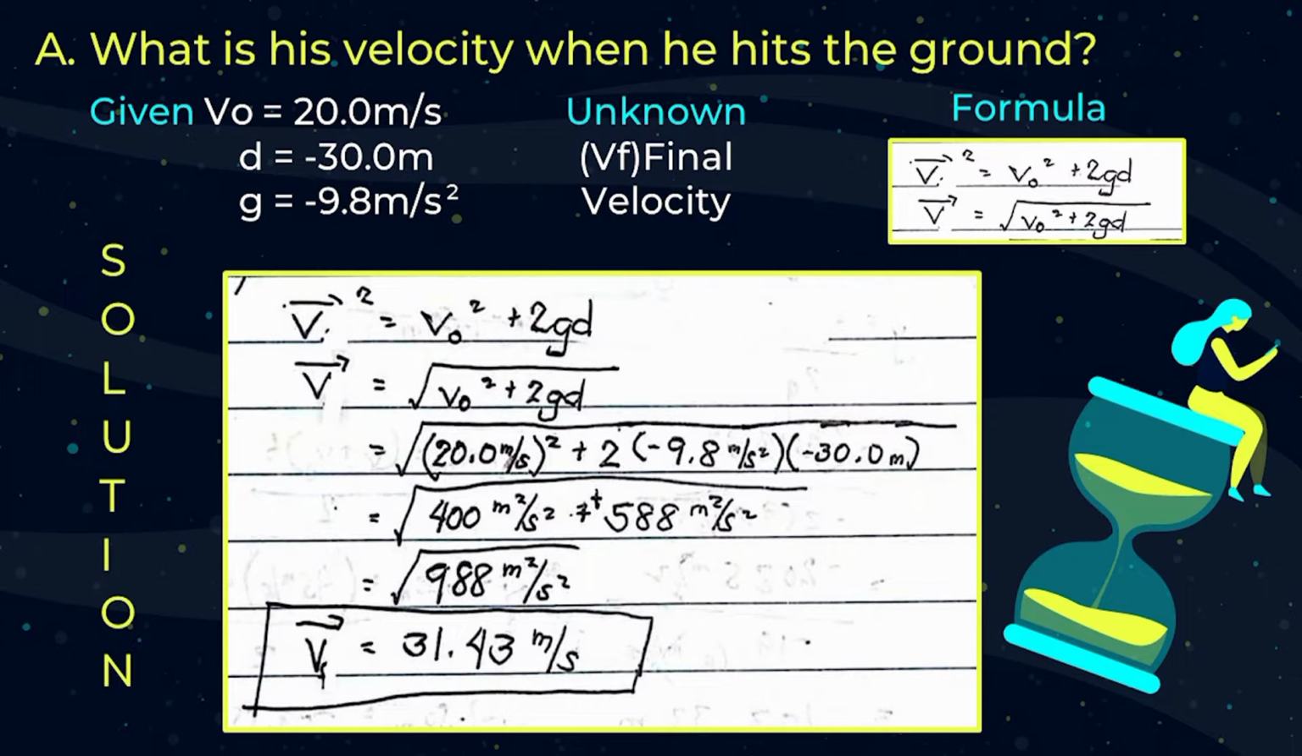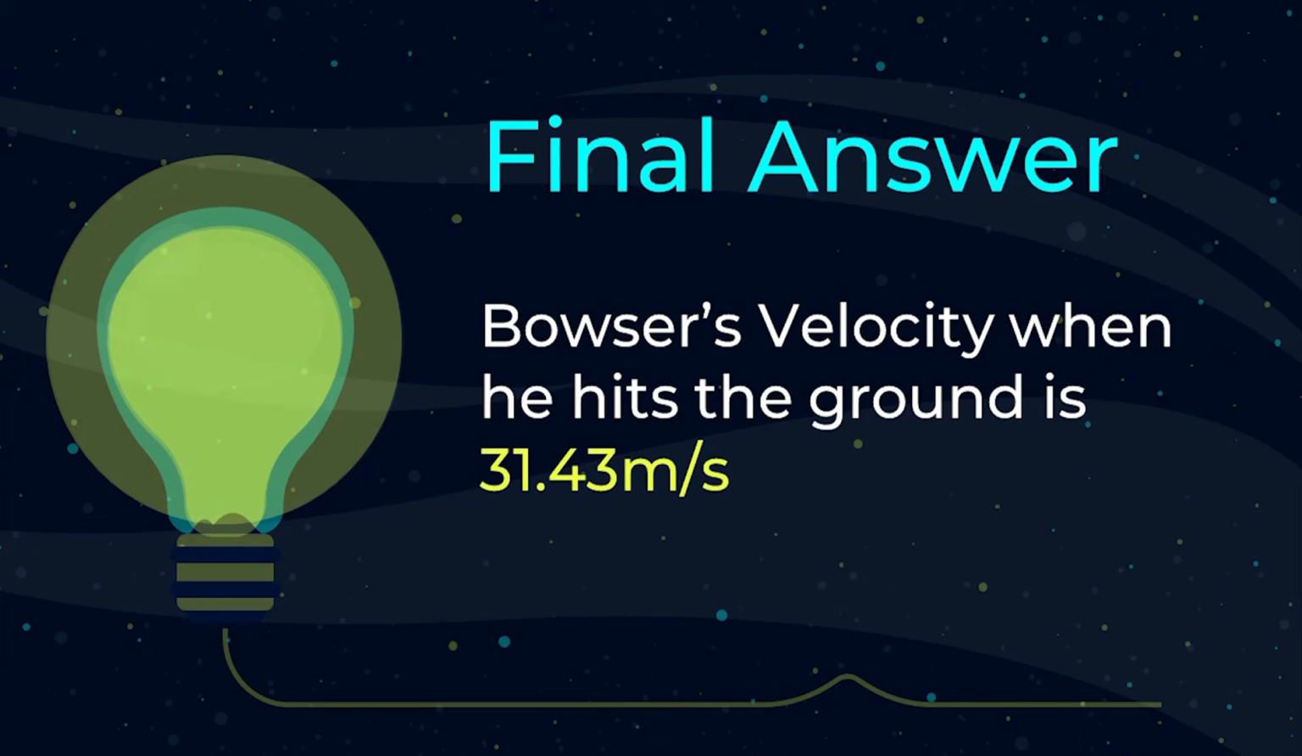For our solution, we plug in the given values, and we have final velocity equals the square root of 20 meters per second squared plus 2 times negative 9.8 meters per second squared times negative 30 meters, leading to the square root of 400 meters squared per second squared plus 588 meters squared per second squared. Then we have the square root of 988 meters squared per second squared, which gives us the final velocity that we are looking for, which is equal to 31.43 meters per second.